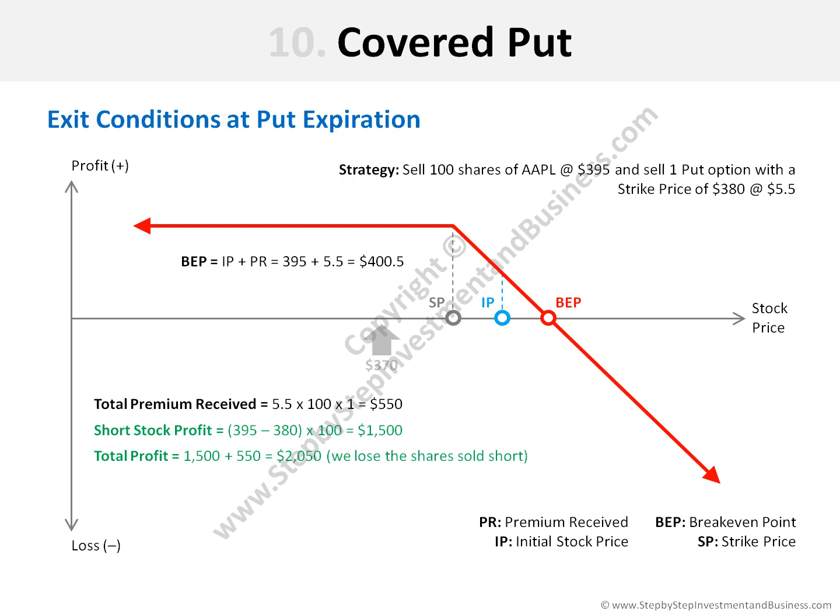Therefore, we will be making a total profit of $2,050 with this strategy, $1,500 for selling the shares, and $550 for selling the put. Although we will be making the maximum potential profit for this strategy, we will lose the shares sold short because we will be obligated to buy them to cover the put.